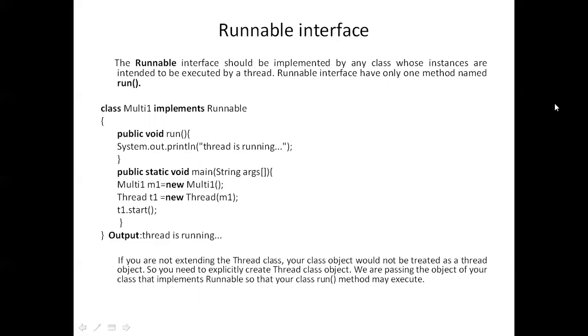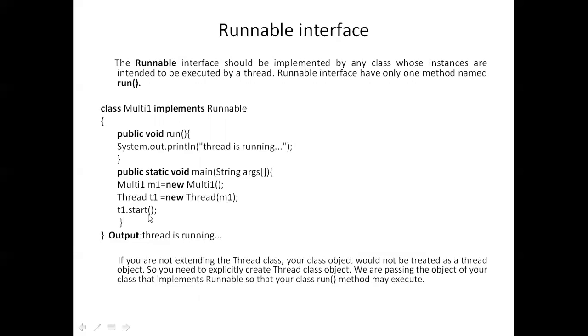When we do not extend the Thread class, our class object is not treated as a thread object. So we need to explicitly create a Thread class object. In this line, we create a Thread class object t1, and we pass the object of our class that implemented Runnable, so that our class's run method may be executed. So in this line, Thread t1 equals new Thread, we pass our class variable m1 through this Thread class object. Then t1.start.